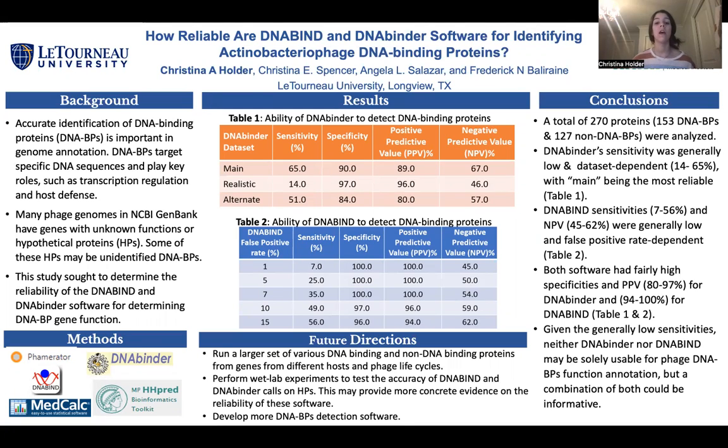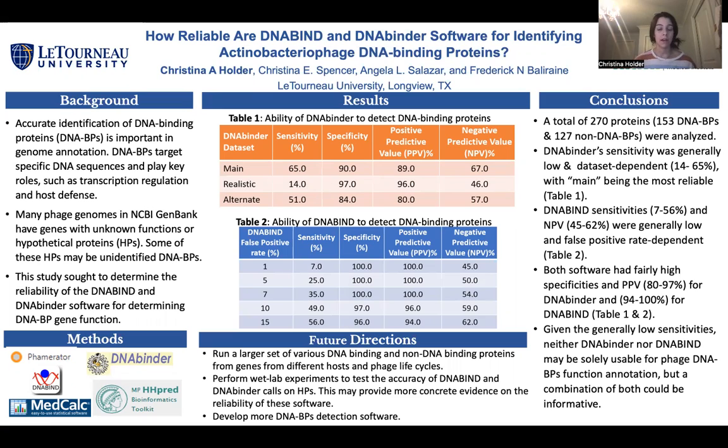gene function. So to test this, I chose 6 different clusters of varying hosts and life cycles. And then from each cluster, I selected 3 random phages. And then using Phamerator, I found 8 DNA binding protein sequences and 7 non-DNA binding protein sequences from each phage. I then ran all of these sequences through DNAbind and DNAbinder.